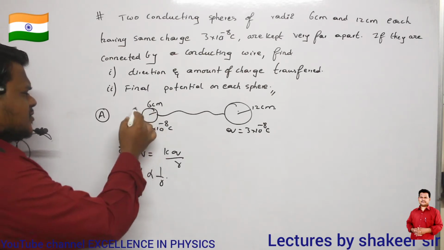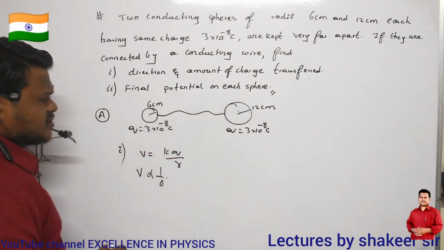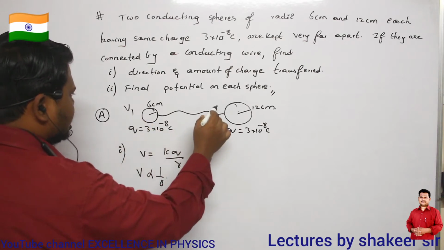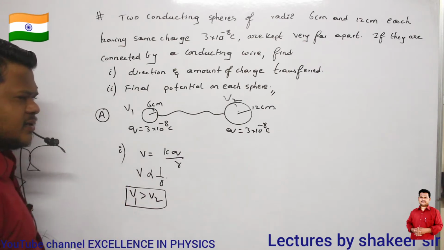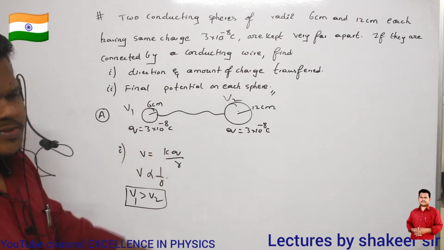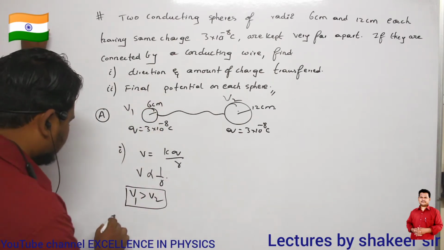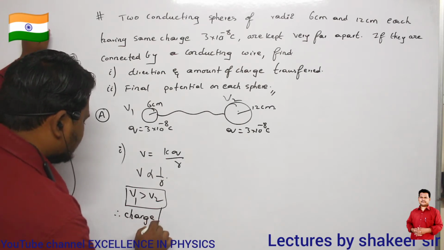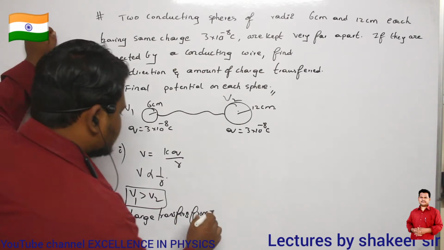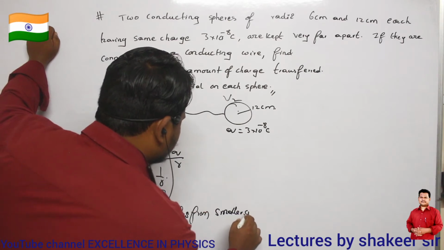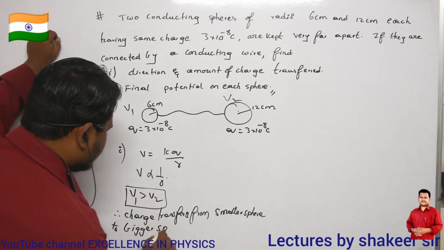Clear? The radius of this first sphere is lesser when compared to the radius of the second sphere. This one has a radius of only 6 centimeter, this one has 12 centimeter. So if the potential of this one is V1 and of this one is V2, definitely V1 is greater than V2, because the radius of this one is smaller and the charge on both spheres is the same. So charge transfers from the smaller sphere to the bigger sphere.